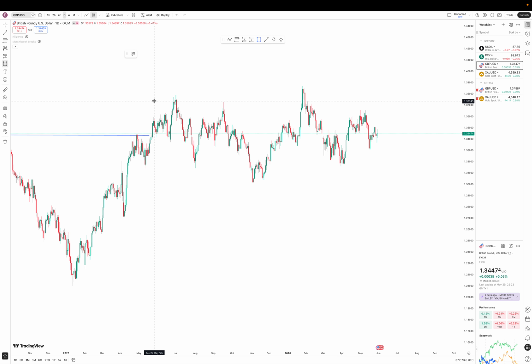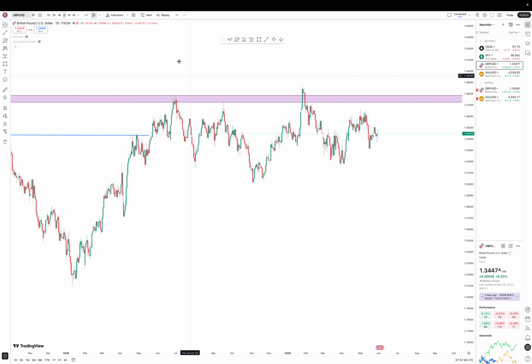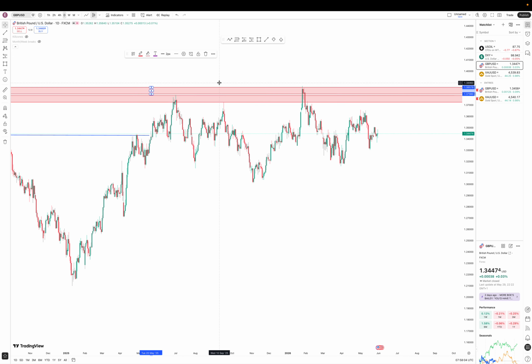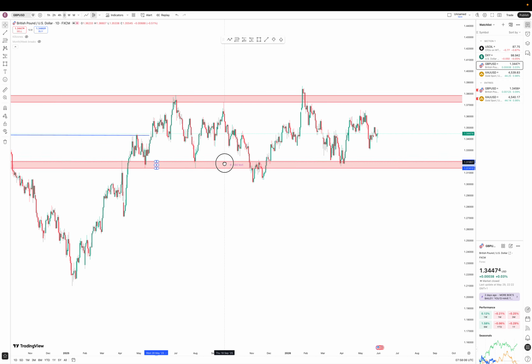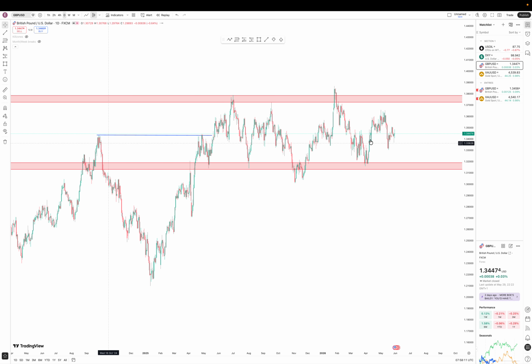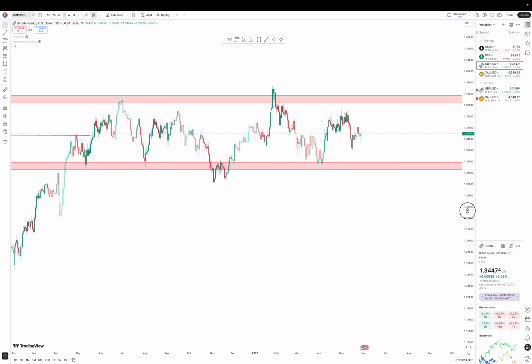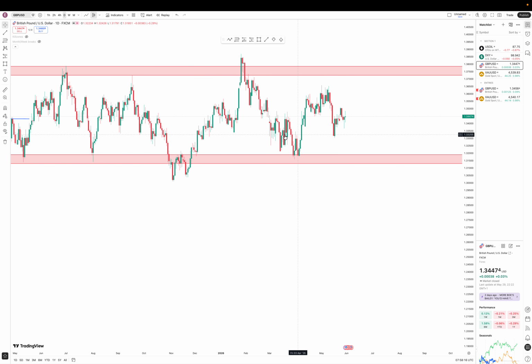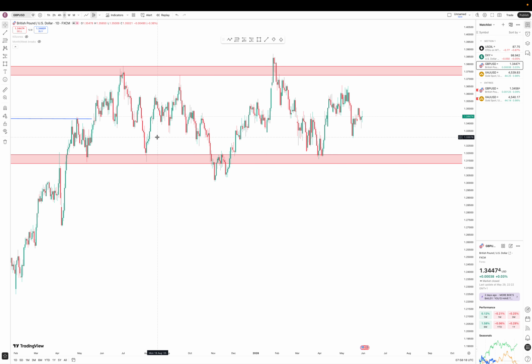Here, this is where I start drawing my zones now. So I will take this zone to be the resistance. Hold on. And I will duplicate that. Yes. So these are the two range bounds we have on GU, the resistance and the support that GU is reacting from. Good.